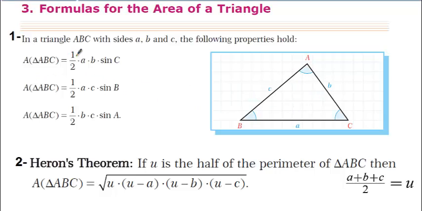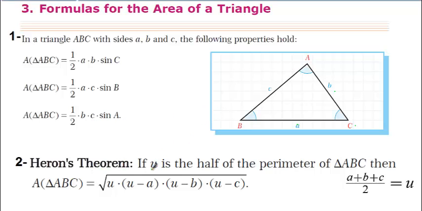And all the formulas also include 1 over 2, so half of A times B times sine C. But here the important part: A times B times sine C, as you see, they are the sides and the angle between them. A and C, so sine B it must be, as you see here, sine B. Or B and C, the angle between them is A, so it's going to be B times C times sine A.